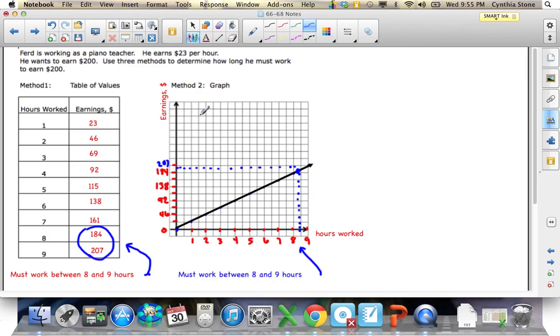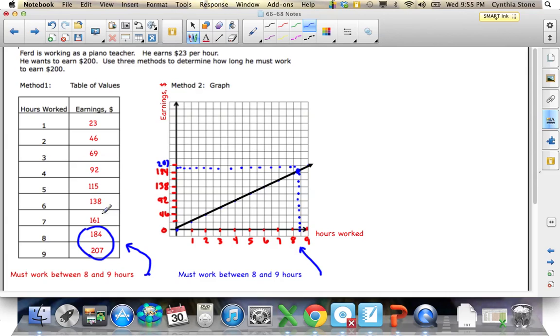Probably the first one, the hardest one, is using the table of values. And how you do that is you say, okay, what if he works 1 hour? What if he works 2? How much money does he earn? Well, he earns $23 every hour. So 1 hour is 23, 2 is 46, 3 is 69, 4 is 92. So all I'm doing here is adding 23 every time. Every extra hour is an extra 23.